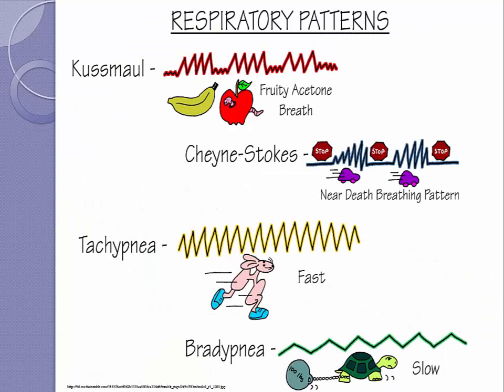Part of your secondary assessment is to look at how they're breathing. Kussmaul's breathing is the deep, labored breathing with increased frequency found among people with severe acidosis. It's a form of hyperventilation. The cause of Kussmaul's breathing is respiratory compensation for a metabolic acidosis, most commonly occurring in diabetic ketoacidosis.